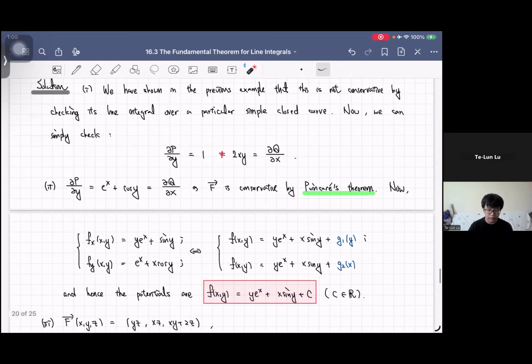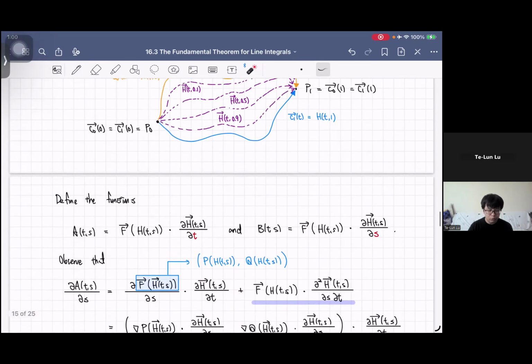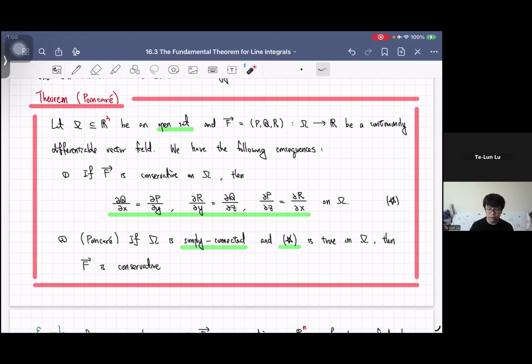So let us go back to what we have done in this video. We proved a very powerful criterion for conservativity of a vector field: when the domain is nice enough, in most cases a domain without holes, then we always have conservativity being equivalent to partial Q partial x equals partial P partial y. Okay, the same thing happens in 3D. The condition is slightly more complicated, but better than checking every line integration. It says that Q_x equals P_y, R_y equals Q_z, and P_z equals R_x. Okay.